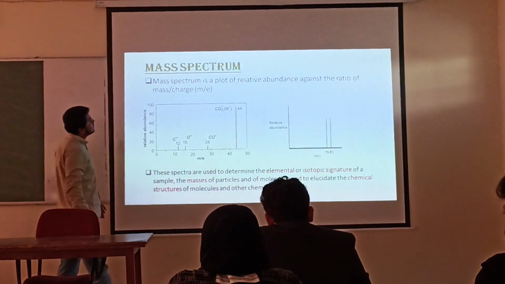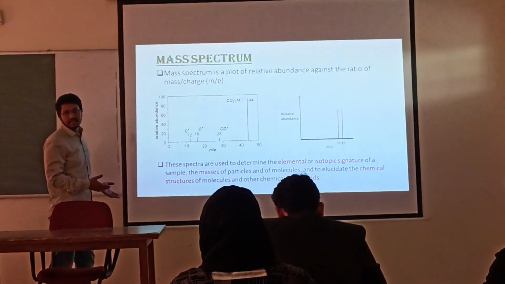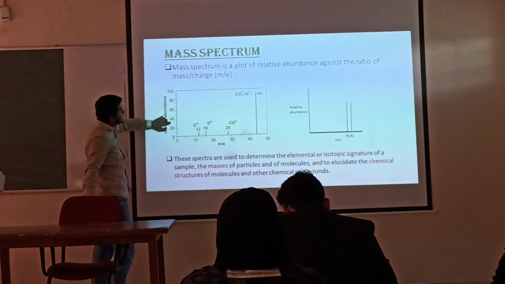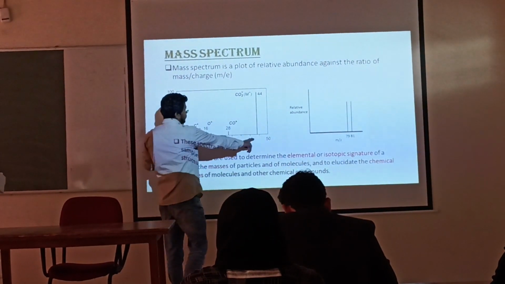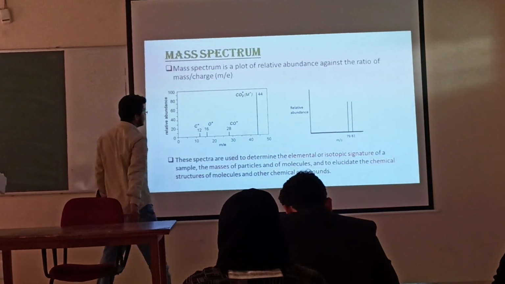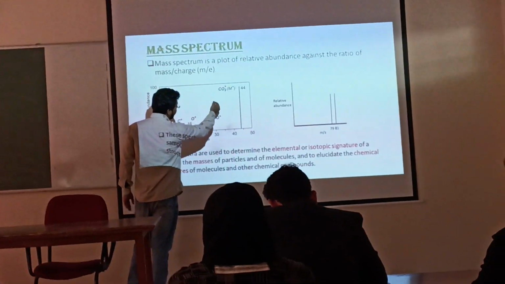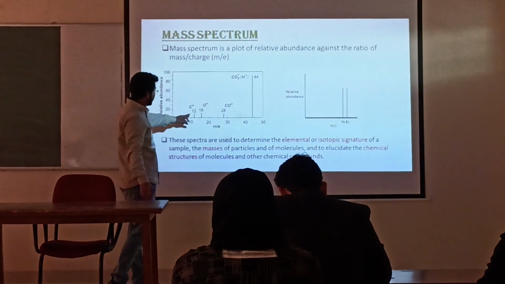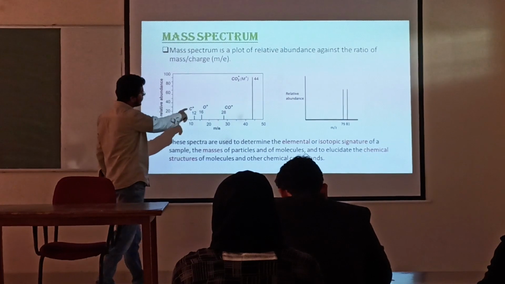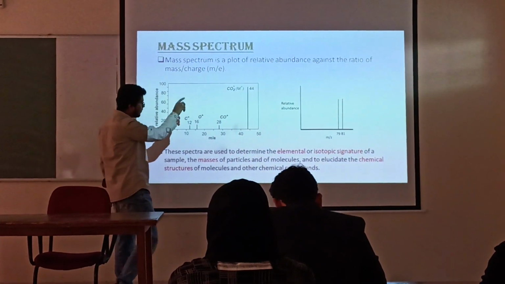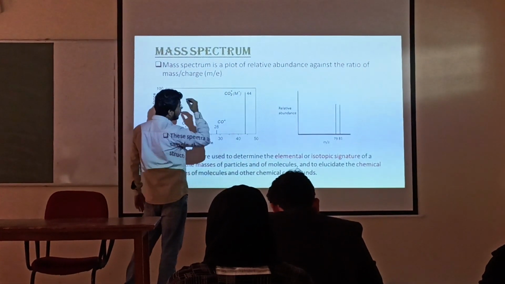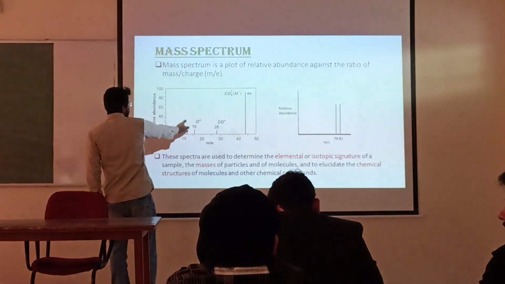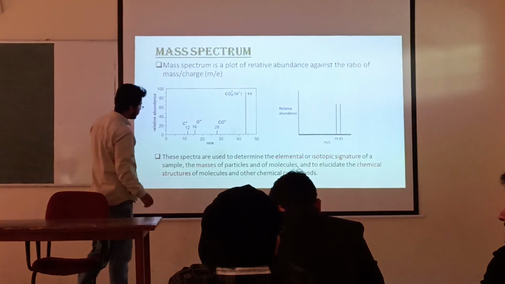Now coming to the point, what is a mass spectrum? A mass spectrum is basically a graph, a plot of the relative abundance, that is the intensity, versus the mass to charge ratio on the x-axis. You can see here there are different types of cations: CO2 plus, CO plus, oxygen, and carbon plus. You can see here that the charge is 1, so basically m/e is equal to the molecular weight. So the molecular weight of CO2 is 44, CO 28, oxygen 16, and carbon 12.